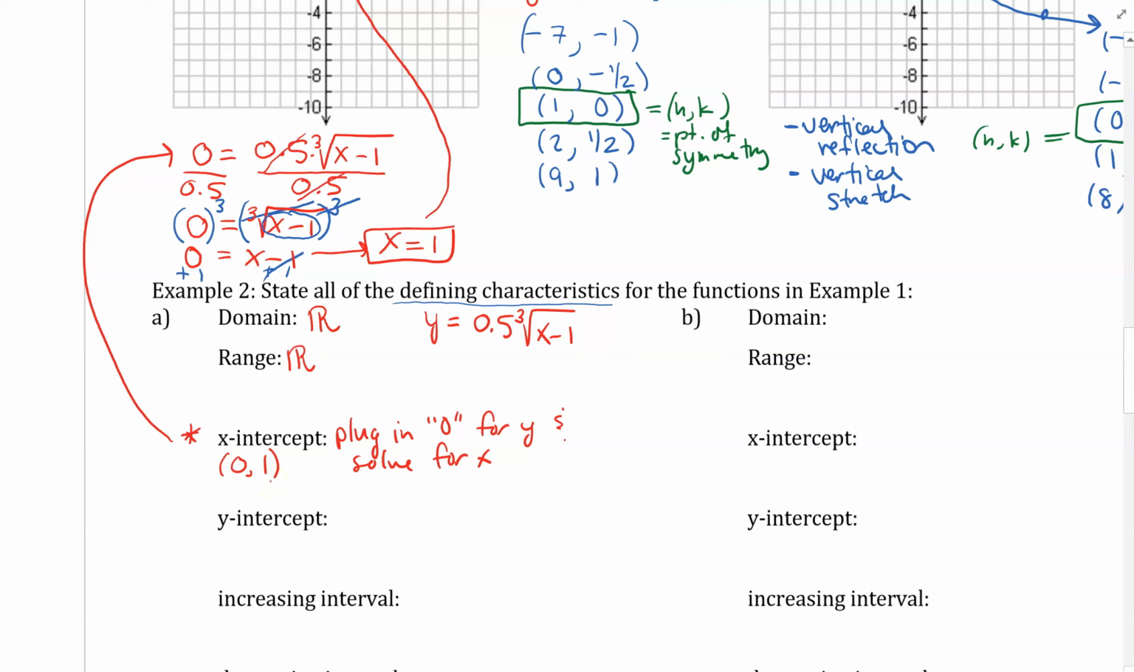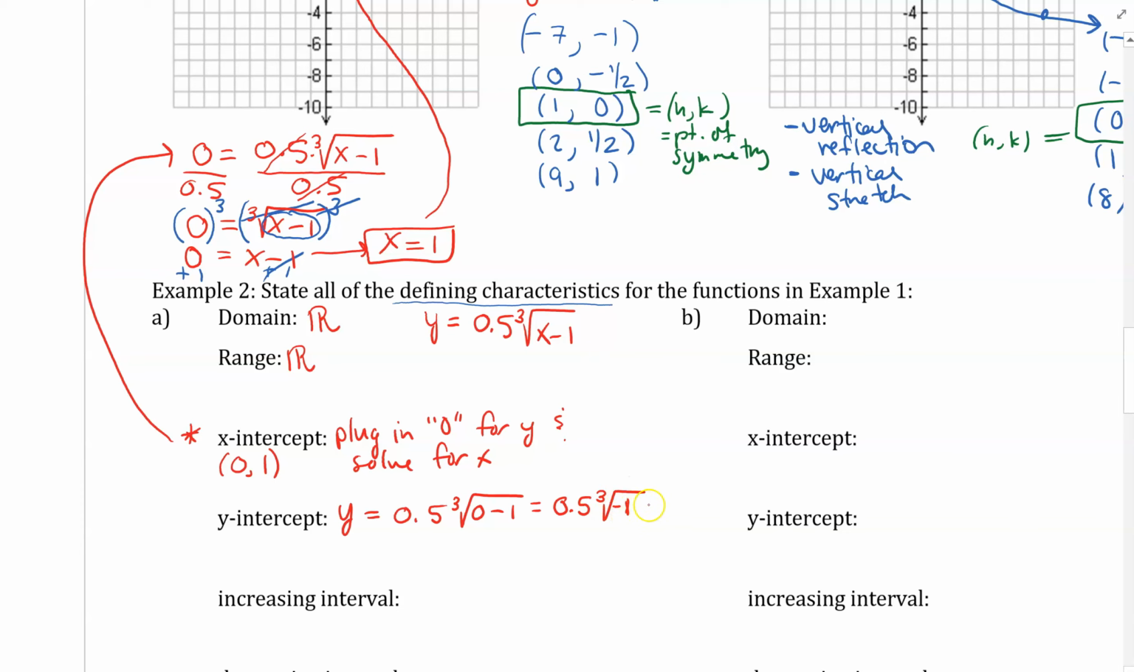For the y-intercept, it's simpler because y is already alone in the equation. You will just need to plug in 0 for x. And so it says cube root of x minus 1, but that just becomes cube root of 0 minus 1. So that's 0.5 times the cube root of negative 1.